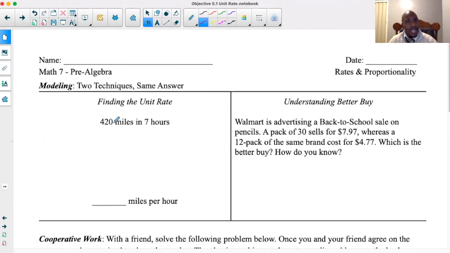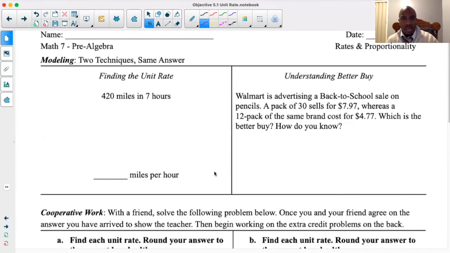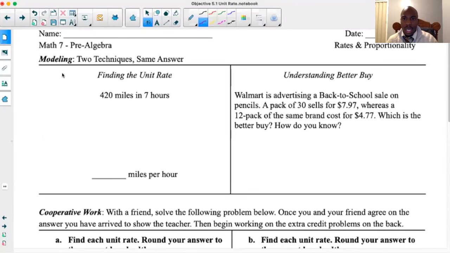Let's look at the second page. So I'm going to go through 2 things here, okay? Before I do, give me 1 second. Let me just pause the video. So I'm back. Let's look at the modeling, okay?